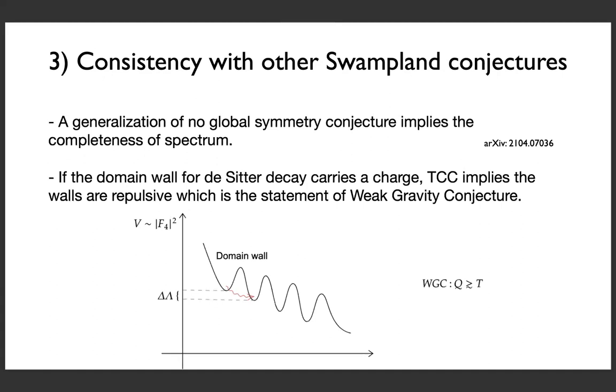And for TCC, for example, there are also several of these connections, and one of them, which we studied in a work with Kamran, Iran, and Miguel, was that if you have a potential with several metastable minima, and you consider these tunnelings from one metastable minimum to another, and you assume that the domain wall that carries out this transition is charged under a top form symmetry, then it turns out that the TCC imposed on this tunneling implies the weak gravity conjecture for this domain wall. So this is the higher form generalization of the weak gravity conjecture. That's a really surprising connection that happens to be there.